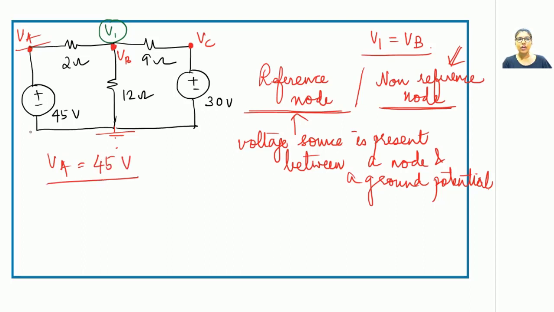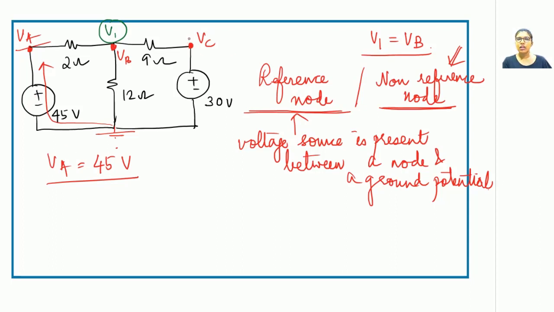And why is it 45? Because look over here. What is the sign that is close to the node? Plus or minus? It is plus. Even if you are coming from the ground, what is the last sign that you are encountering? It is plus. So VA is given a plus sign. Had this sign been reversed, VA would have been negative.